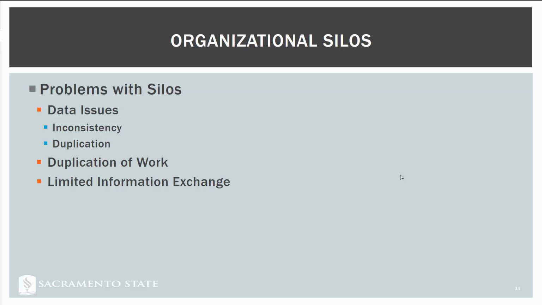It's also problematic. We've talked about collaboration. There are real benefits to working with others who are different than you. And so when we have silos, we exchange information on a very limited basis or not at all. And that's problematic. We don't get the benefit of working together and collaborating.